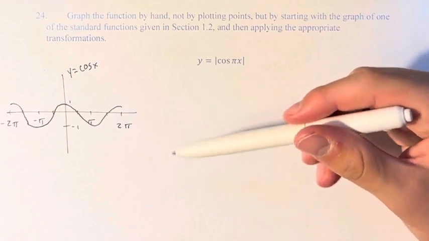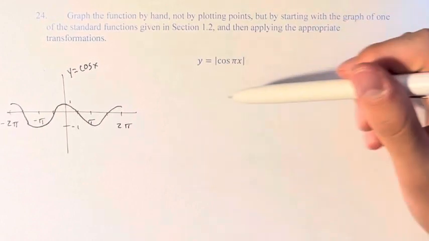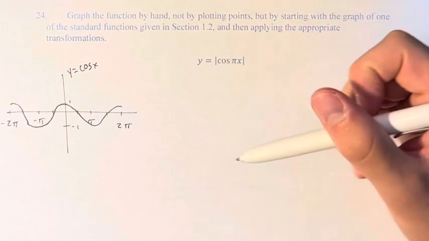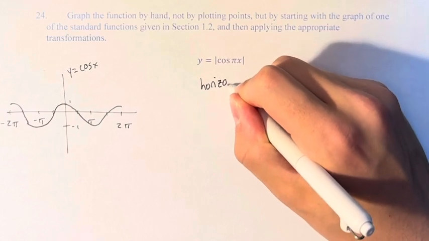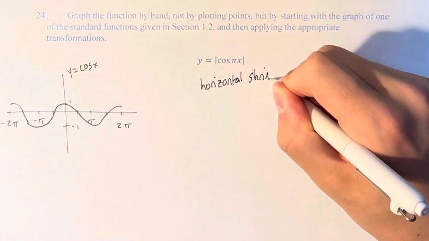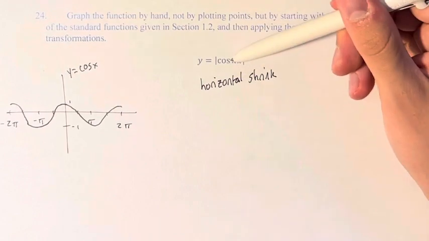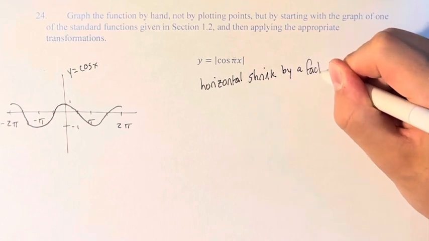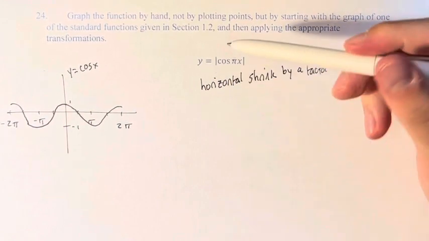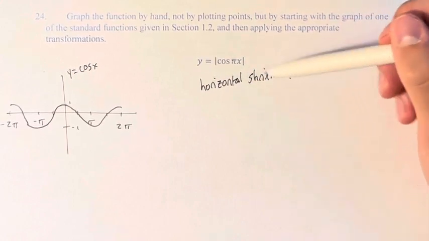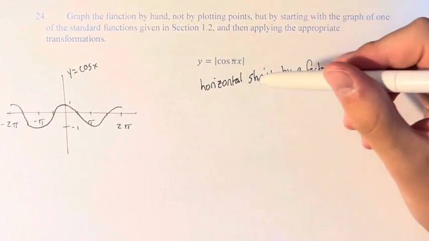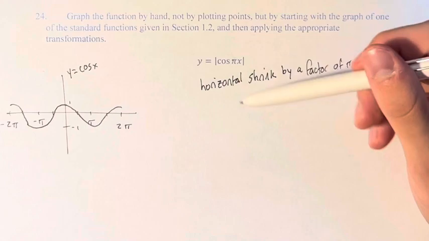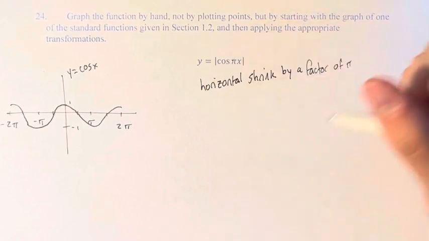This is a stretch or shrink by a factor of pi. To determine which one of those it is, we see that it's being done within the cosine, right? So therefore it's a horizontal shrink by a factor of pi. Because the horizontal shrink versus stretch is sort of the backwards of what you would expect. If we wanted to stretch it by pi, we would actually have to multiply it by 1 over pi. So this is a shrink by a factor of pi. And then we take the absolute value.